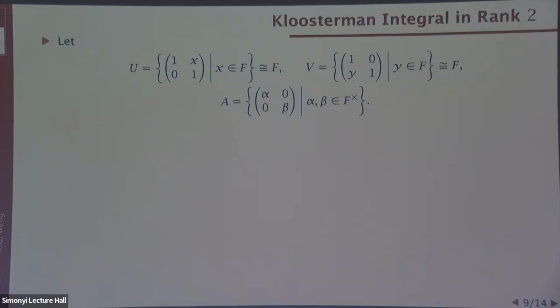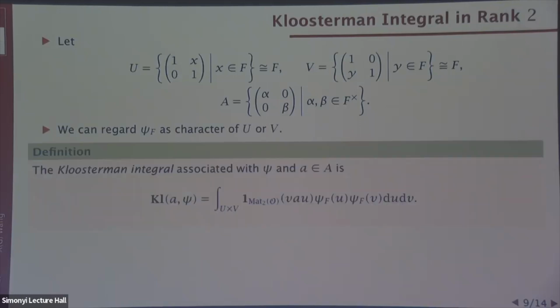And A is these diagonal matrices (alpha, beta) with alpha, beta in F cross, so invertible diagonal matrices. And then we can also regard this psi on F as a character of U and V, where they're isomorphic to F. Okay. So we define this Kloosterman integral associated with psi and A. So A is a 2x2 diagonal matrix. And I'll explain the details of this integral in the next slide. So let's just keep going.